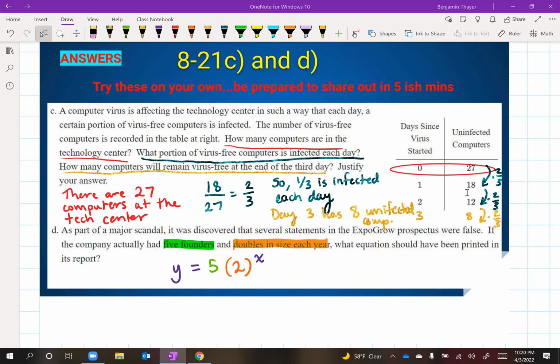All right, part D wants us to revisit Expo Grow. And when we do, we discover there's 5 founders. So that starting value in your equation is 5. And the multiplier is now doubling. And so that would mean times 2. So there's your reworked equation if those were the actual values.